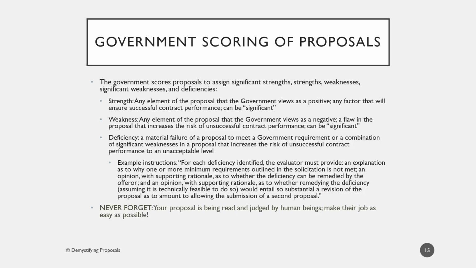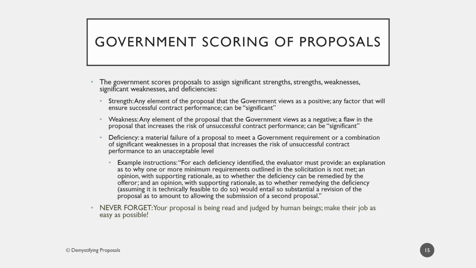One of the other things that's a little odd about the proposal process is how the government scores proposals. Now, in Section M, the evaluation criteria, they'll tell you what kind of score they're going to give: high confidence, low confidence, highly relevant, somewhat relevant. There are all different kinds of ways that they list the evaluation criteria. But when it comes down to it, what they really do is find strengths. And a strength is any element of the proposal that the government views as a positive, things that will ensure successful contract performance. They can be strengths or significant strengths.